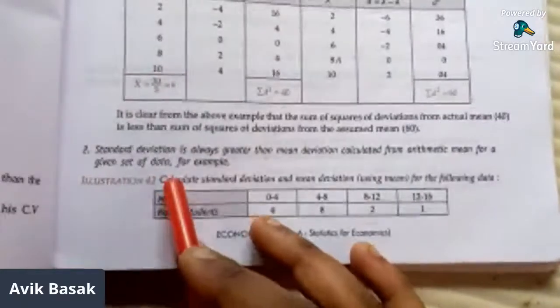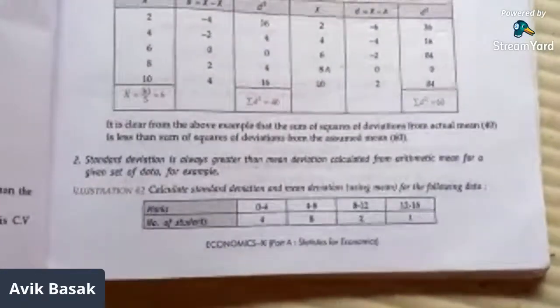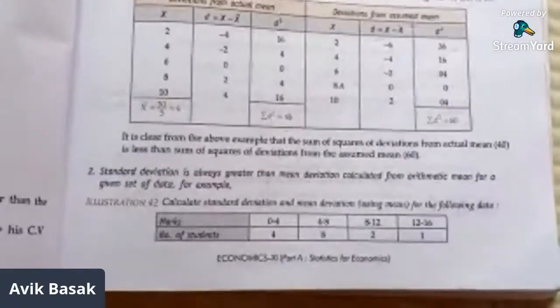Next property: standard deviation is always greater than mean deviation calculated from the arithmetic mean for a given set of data. Now mean deviation is deleted from your syllabus, so I don't think this type of sum will come. Revise this sum.